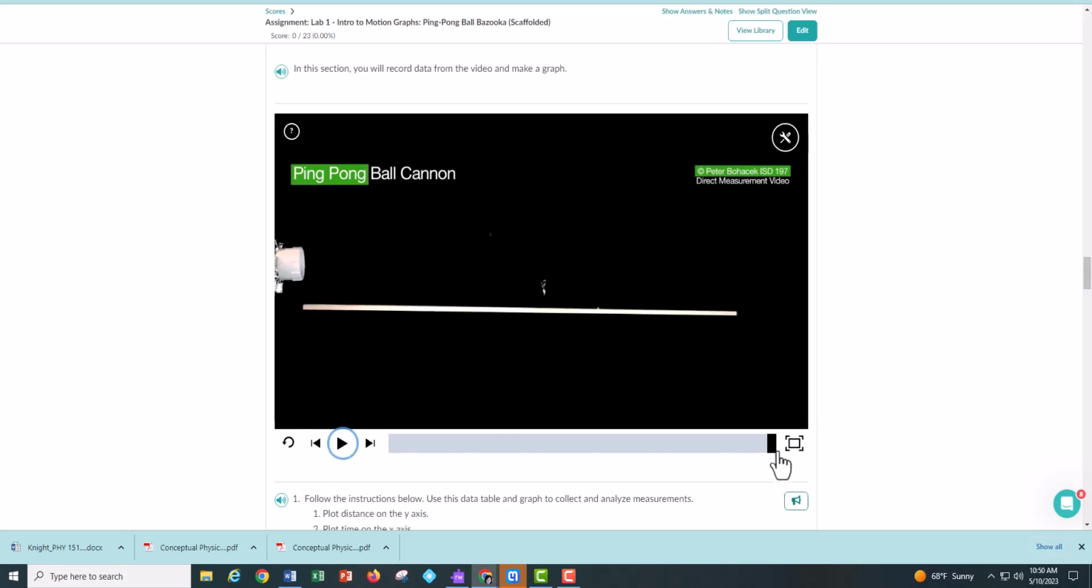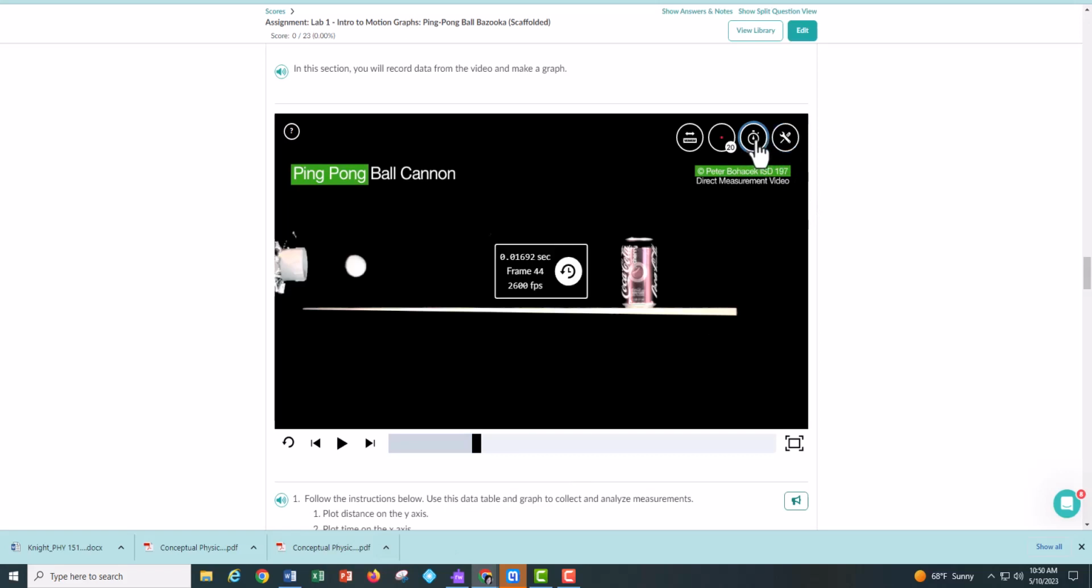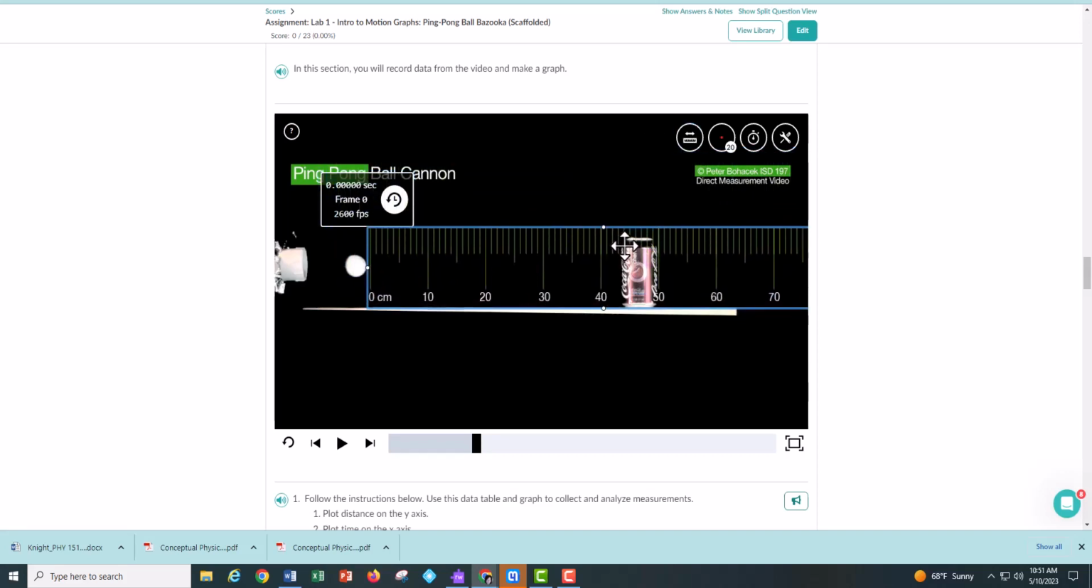So what I usually do is I advance it to where I want to start taking data. Maybe right here. And I'm going to turn on the time. And if I click the arrow, then I'll zero it. That will be my first time. So that'll be time 0. And then I'm going to turn on a ruler. And I'm going to put the ruler so that the 0 mark is right on the very edge of the ball.